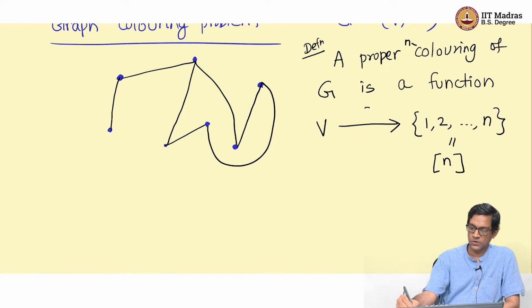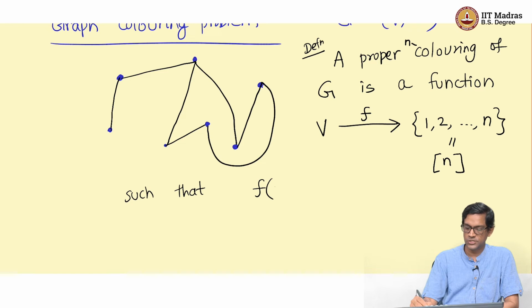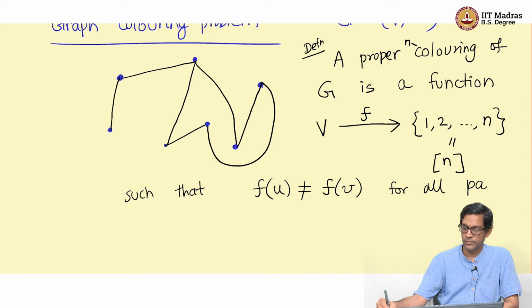subject to the conditions. Let us call this function f, satisfying the following property: if I have two vertices u and v which are connected by an edge, then f of u cannot be equal to f of v, for all pairs of vertices u, v which have an edge between them.